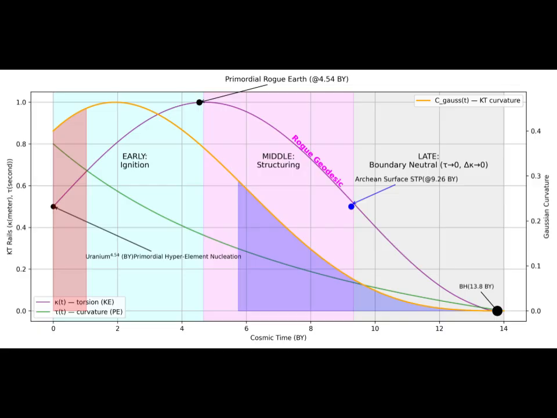And here is the thing that I keep coming back to. If the KT rails evolutionary chain is right, if the sequence from hyperelement nucleation to rogue Earth to Archean STP to the boundary neutral horizon is the actual arc of cosmic history, then we are not at the beginning of complexity. We are at the tail end of a simplification process. The universe was more interesting at the start than it is now, and JWST is our first real window into just how interesting that start actually was. That is the thought I want to leave you with.